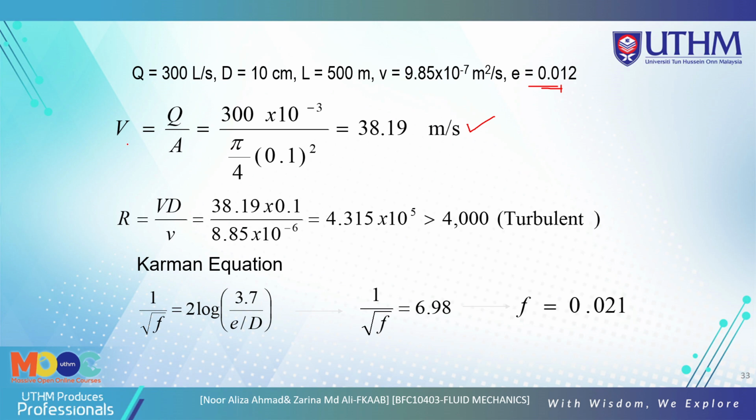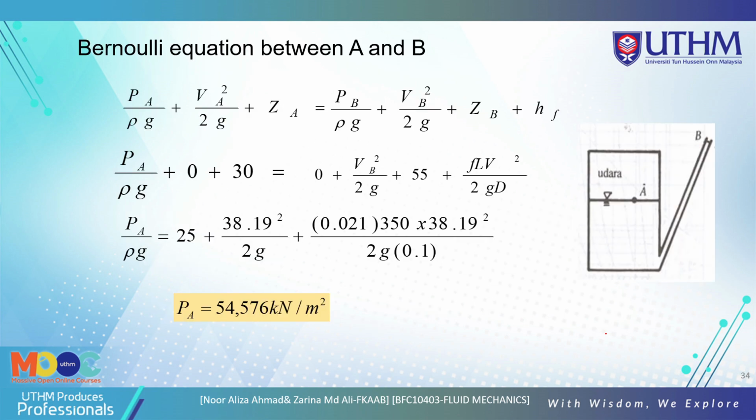So you get the velocity here, and after you get the velocity, you get the Reynolds number. The Reynolds number is more than 4000, so this is turbulent. After you get the Reynolds number, you use the Karman equation, because the question asks you to use the Karman equation, and you get the F here. After you get F, you find the HF, putting in the F that you found from the Karman equation.